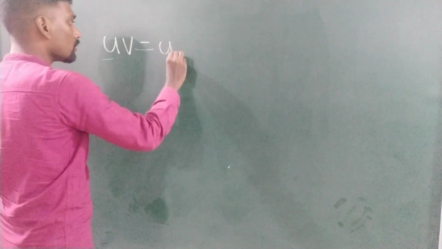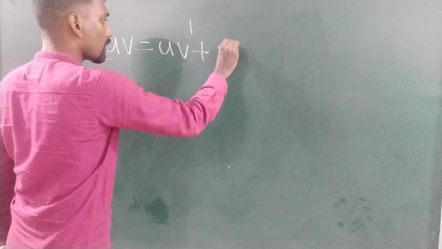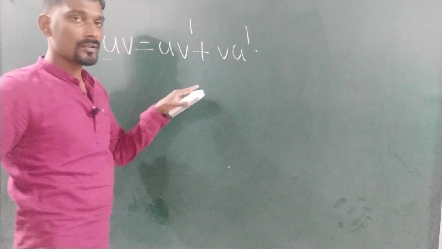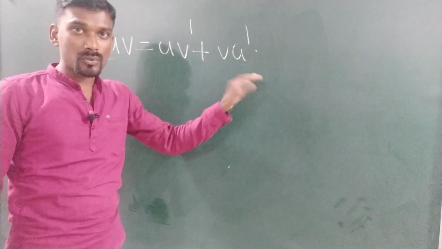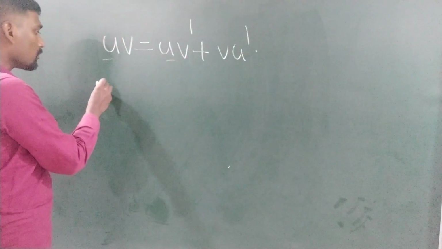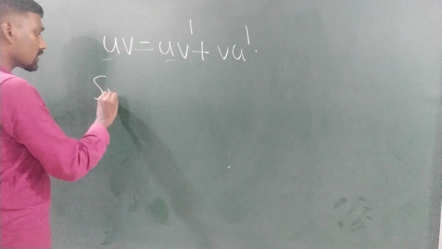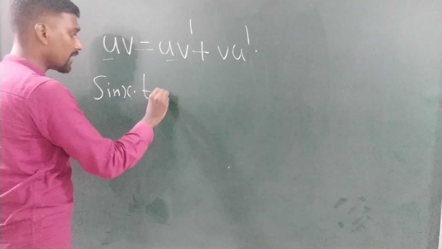The UV method: d(uv) is equal to u v dash plus v u dash. So now what happens? Suppose I give you a question of sin x into tan x.